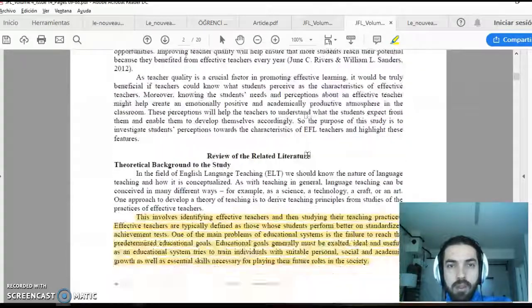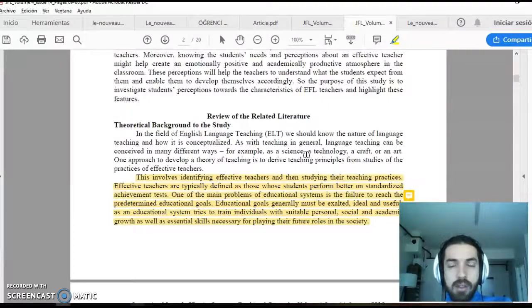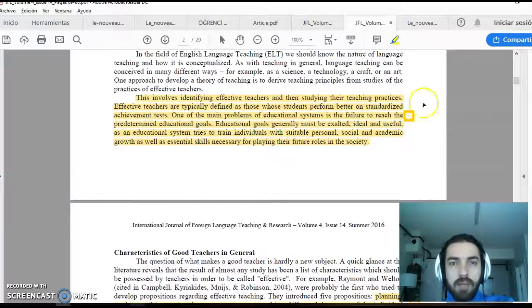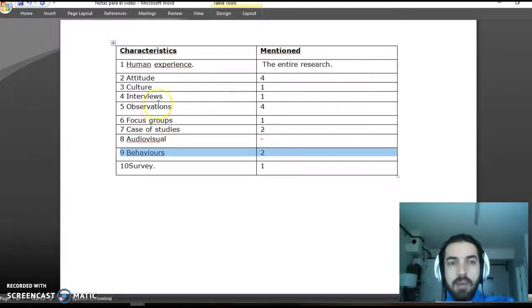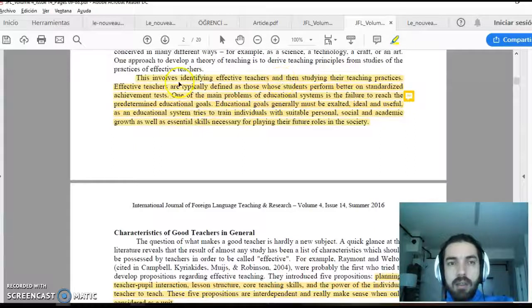So let's continue a bit ahead. I already shared this file in the collaborative environment. I believe this is the one that we are working on. Let's say this long paragraph we are talking about. This is going to be related to, let me check the number. Okay, I cannot see the number properly, but it's already marked number 5, which means observations, right? In this part, this involves identifying effective teachers and then studying their teaching practices. This is entirely and purely observation in the most objective way.